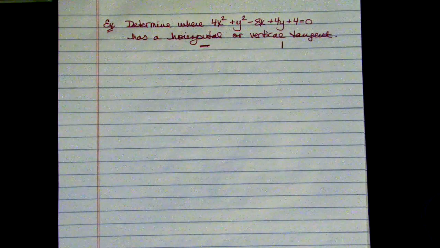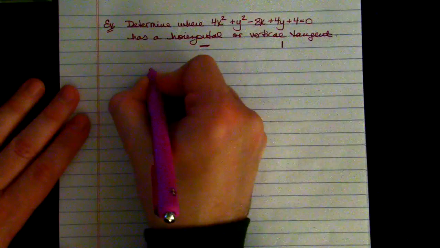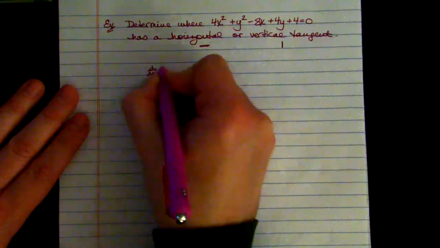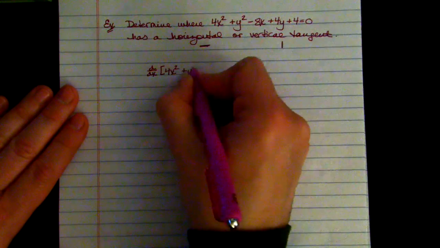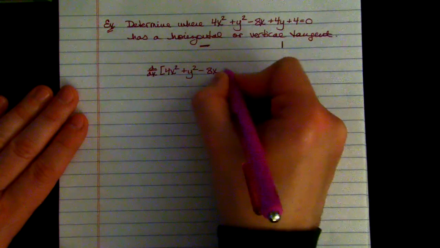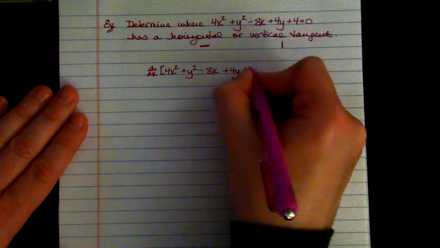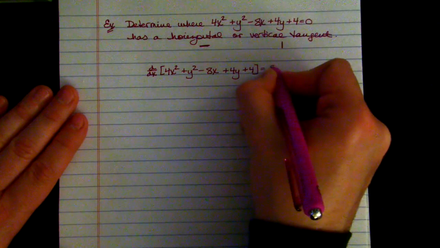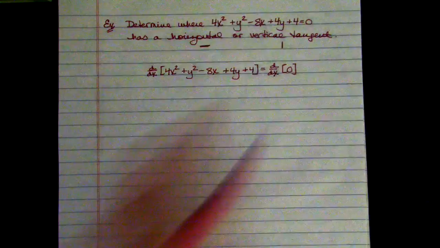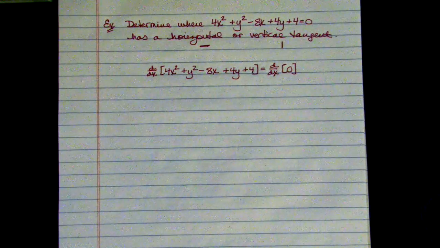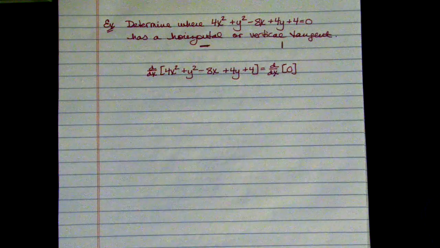Well, the first thing we're going to have to do to make sense out of this is find the derivative. So we're going to find the derivative of 4x squared plus y squared minus 8x plus 4y plus 4. We'll also find the derivative of 0, but that should be really easy. How about you take a moment, go find your derivative, and Edpuzzle will pause while you do that.